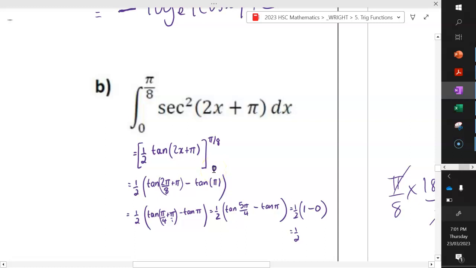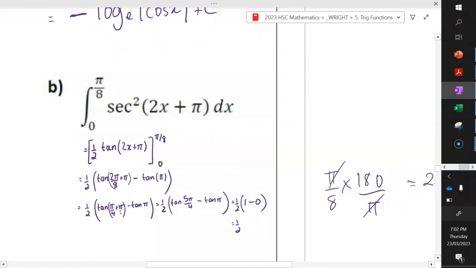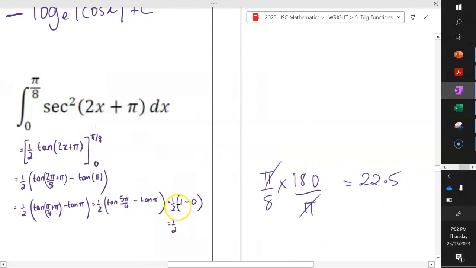We are going to pop that in. So we're going to end up with a half. And I'm going to pop that out the front of the brackets because it's going to belong to both. It gives us a little bit less multiplication. Tan of 2 pi on 8 plus pi minus tan of pi, because x goes to 0 in the second one. Okay, so it's going to be tan of, I'm going to change that to pi over 4 plus pi minus tan of pi. Pi over 4 plus pi becomes 5 pi over 4. So I pop them over the same denominator. So we end up with 4 lots of pi plus 1 pi that was already there, so 5 pi over 4.